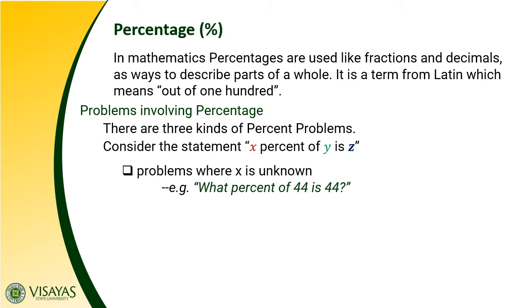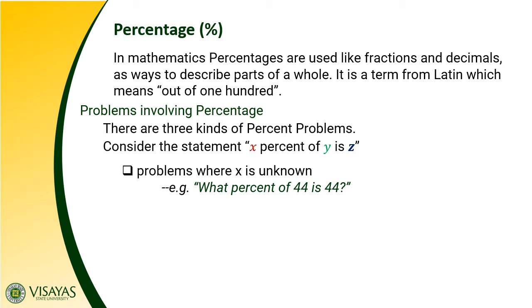the construction of the question is this way. We have here an example question. What percent of 44 is 44? Meaning, we are looking for the percent. How many percent is 44 out of 44? So, the percent is the unknown, and that is the X.